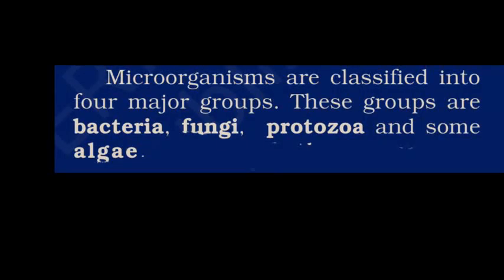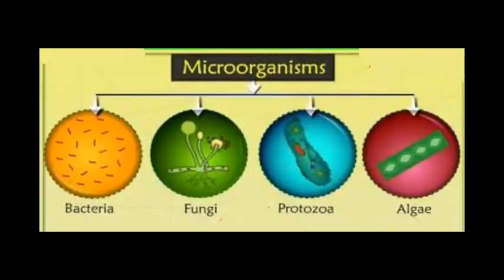Just like other living organisms, microorganisms are also classified broadly into four main groups. That is bacteria, fungi, protozoa and some algae. Why some algae? Because some of the algae are so big that you could see them with your naked eyes. So not all algae are microorganisms. For example, seaweeds are a kind of algae, but we could see them with our naked eyes. That's why they are not all microorganisms. So the broad classification is first bacteria, then fungi, then protozoa, and lastly some algae.